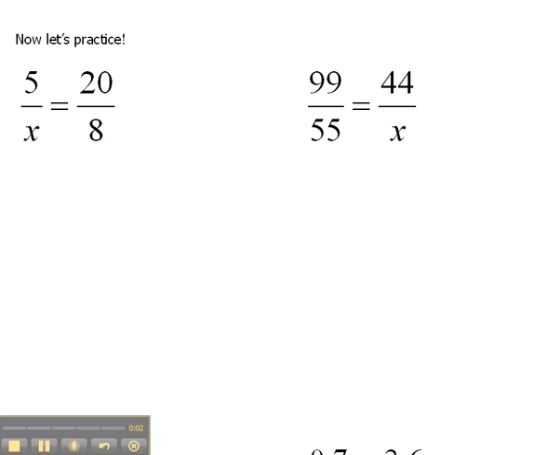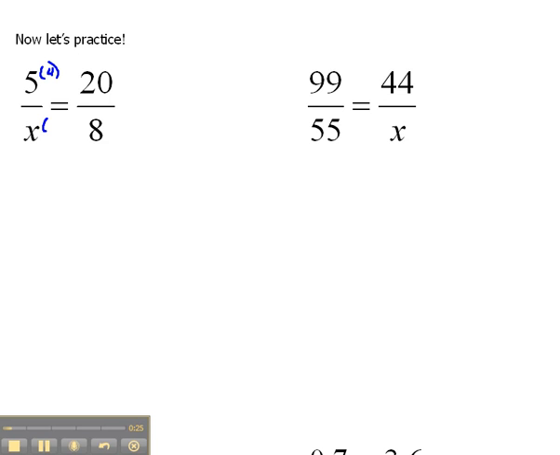All right, let's practice with what we have been talking about. Here we have a proportion. This says 5 is to x as 20 is to 8. Now in this problem, we could probably do it by just figuring out what we have to multiply by 5 to get 20? Well, that would be a 4.